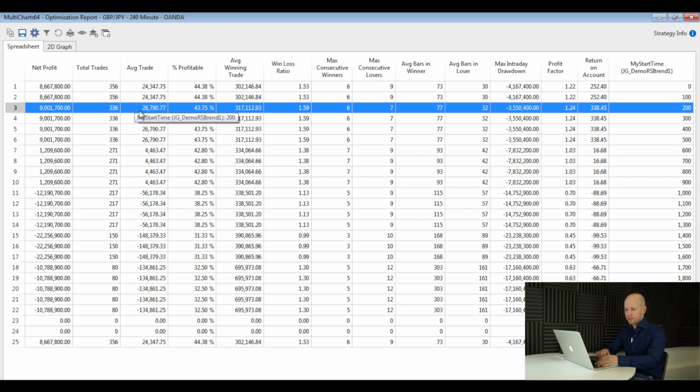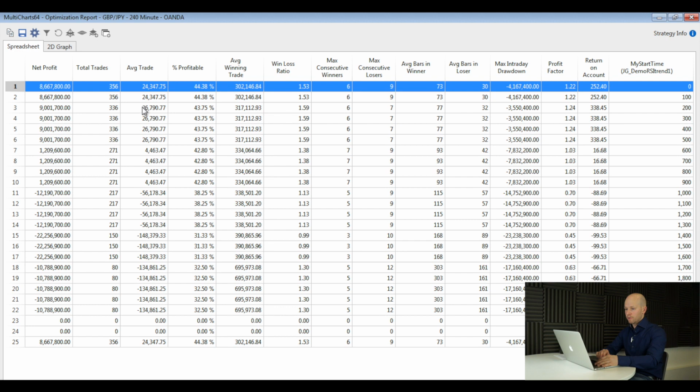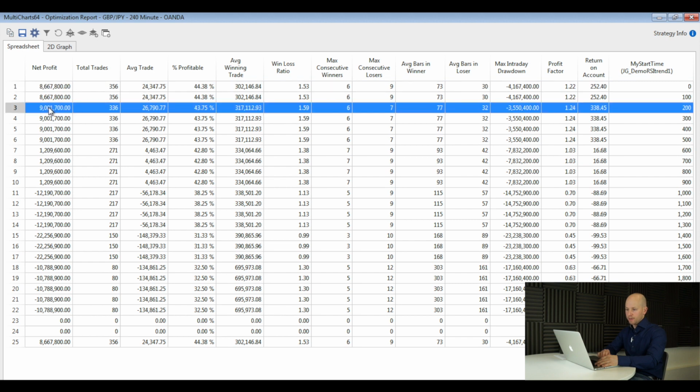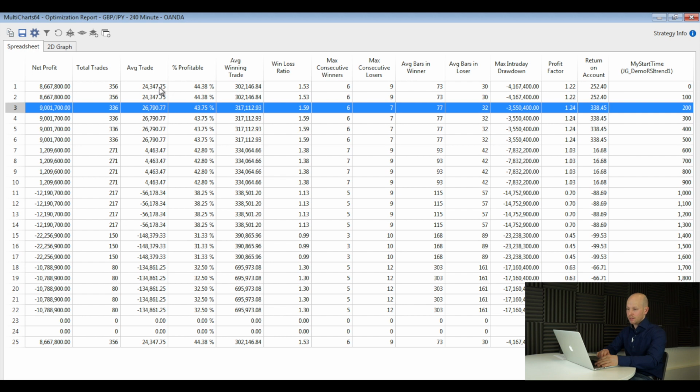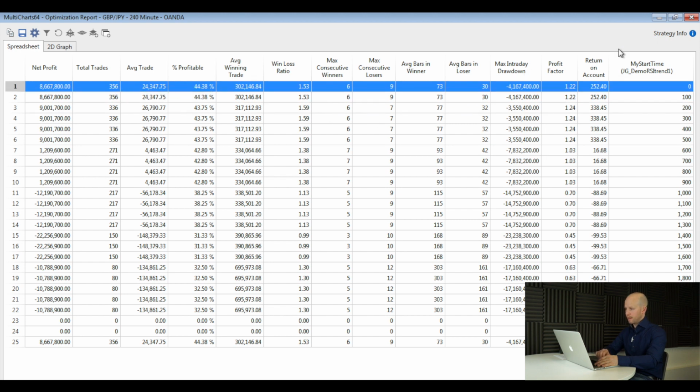However, I did notice that between using this start time of 200 and a previous of 0, there really wasn't all that much in it. We got 8.6 million to 9 million, and the average trade 24,000 to 26,000. So I actually decided just to stay at 0. The fewer inputs that you actually optimize and change, the more likely that the strategy is going to continue to work in the future. And we've got more trades as well. So we've left that at 0.